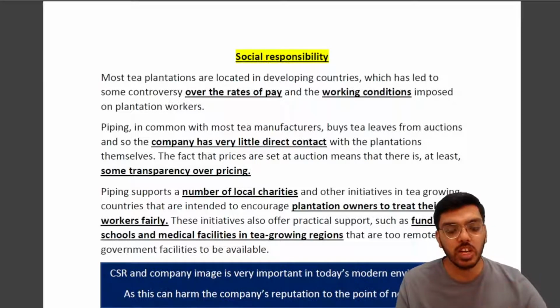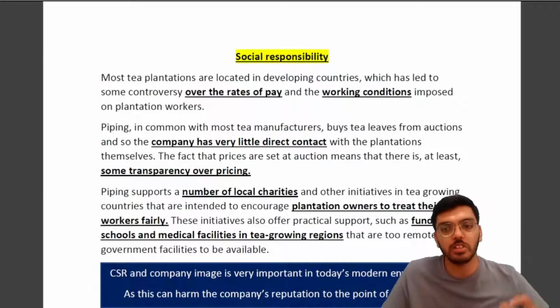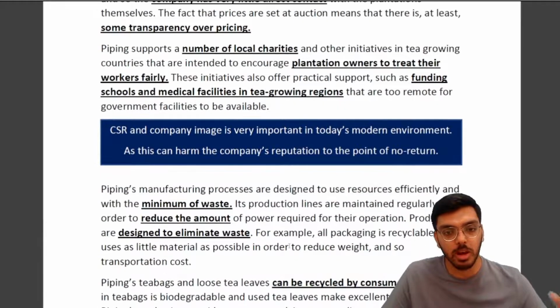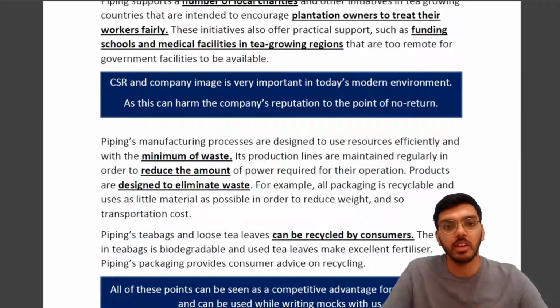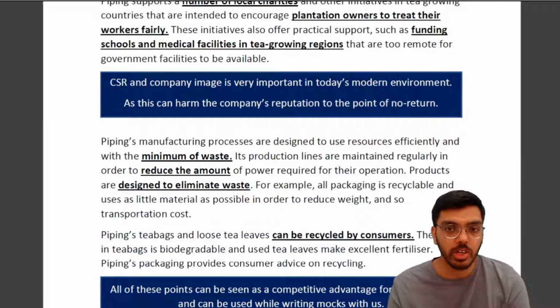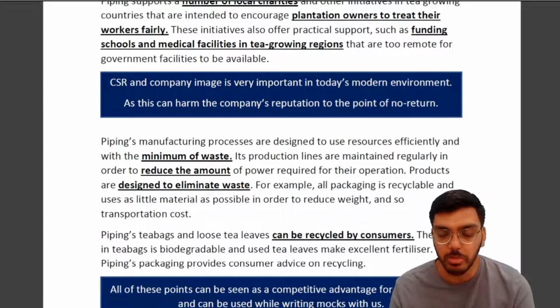And these initiatives also offer practical support, such as funding for schools and medical facilities in tea growing regions, where government facilities are difficult to come by, let's put it that way. So Piping is doing a little bit in its own capacity to be a company that cares about the external environment as well. So CSR and company image is very important in today's modern environment, as this can harm the company's reputation to the point of no return.